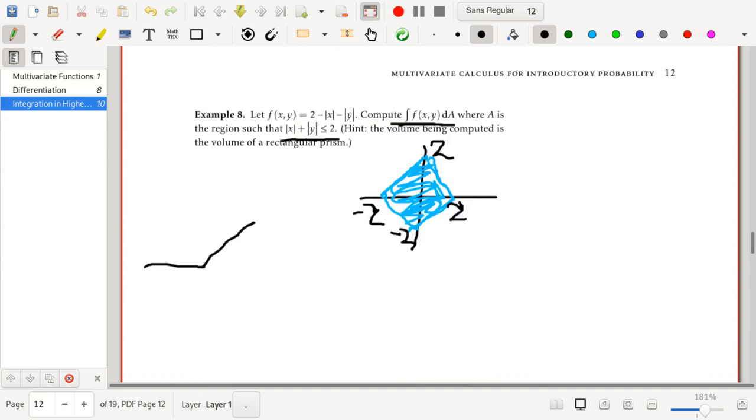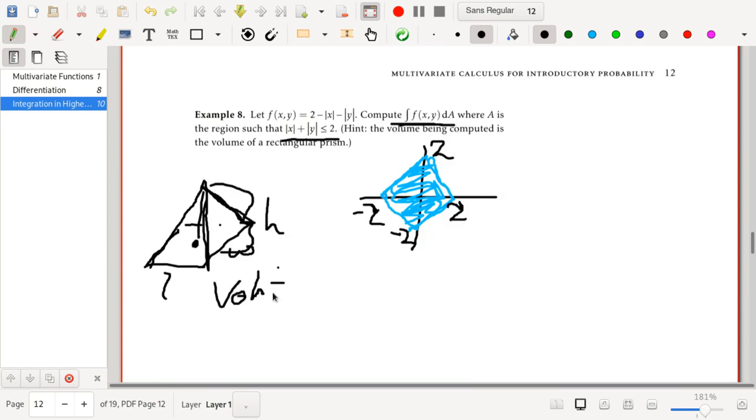So if we have a pyramid with a square base, I can't remember exactly the name of this type of pyramid, we have the length of the base, the width of the base, and the height of the pyramid. The volume of this pyramid will be the length times the width times the height divided by 3. In this case, this pyramid has a square base, and the length of one of its sides is 2 root 2.